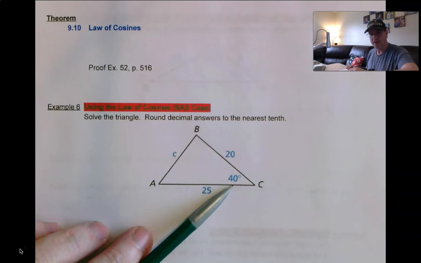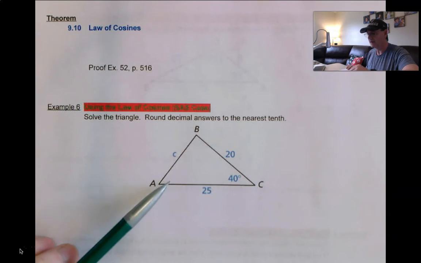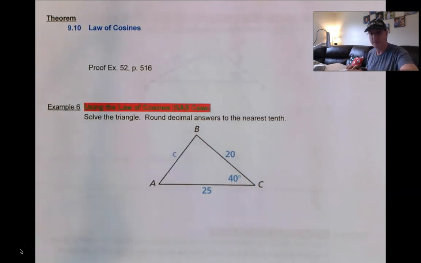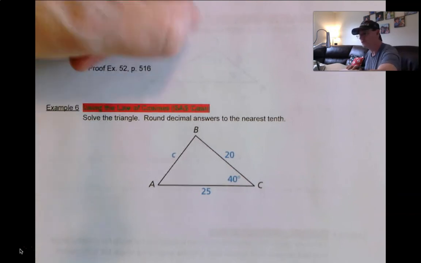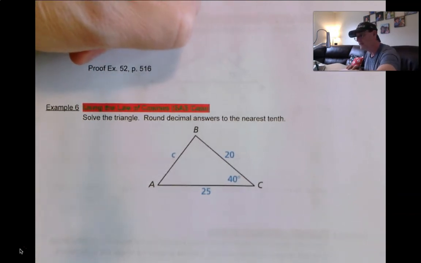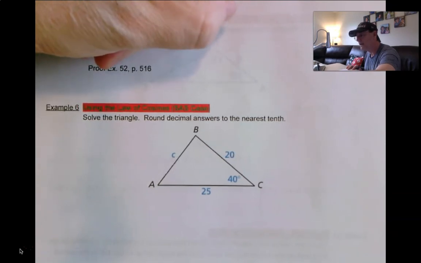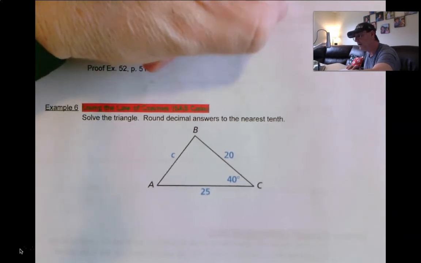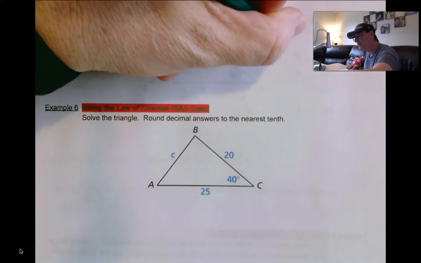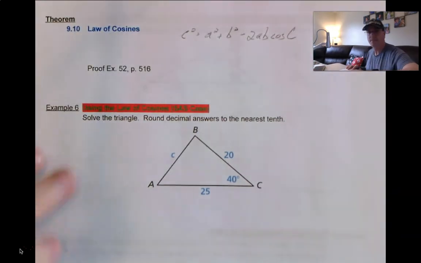For example, here we're given angle C, or that's what you're trying to find. If you're trying to find angle A, or if you're trying to find angle B, there are 3 versions of it. I will just give you the first: c squared equals a squared plus b squared minus 2ab cosine C.